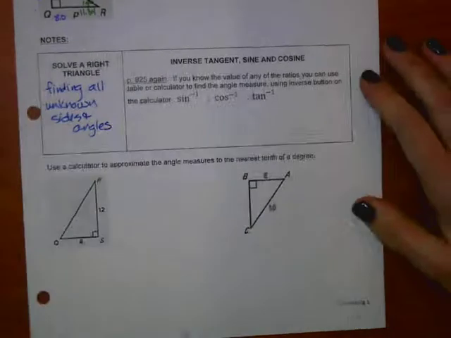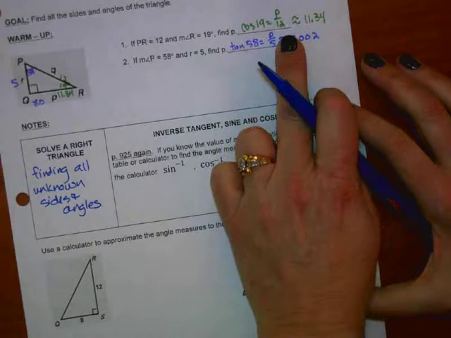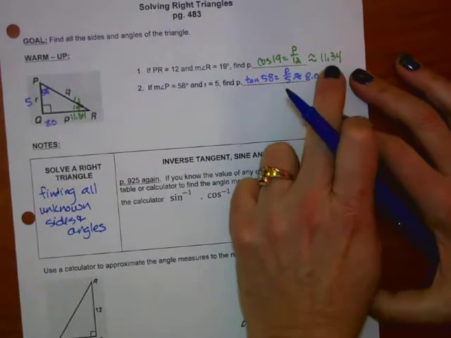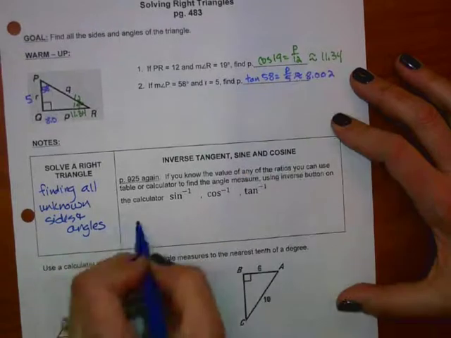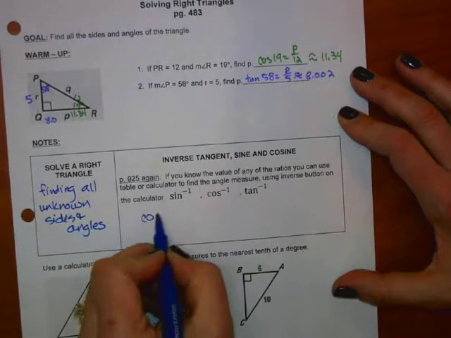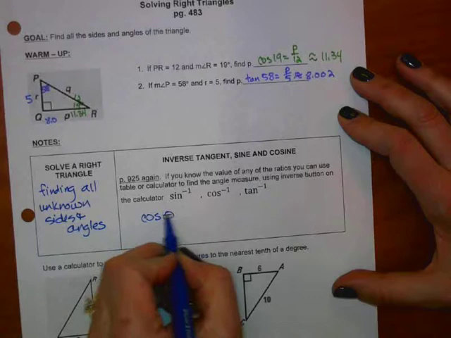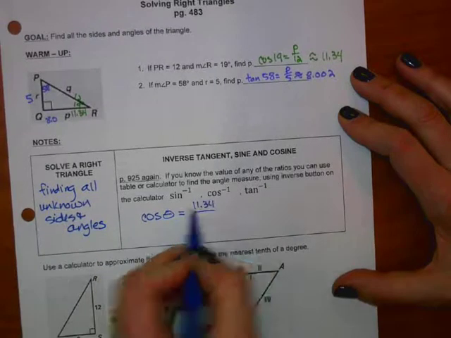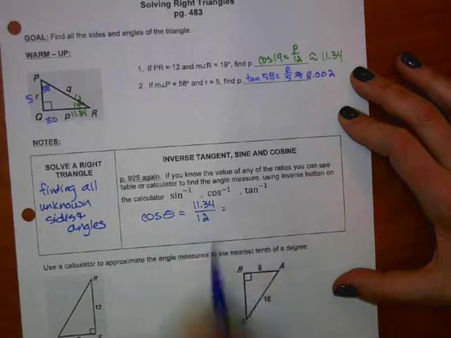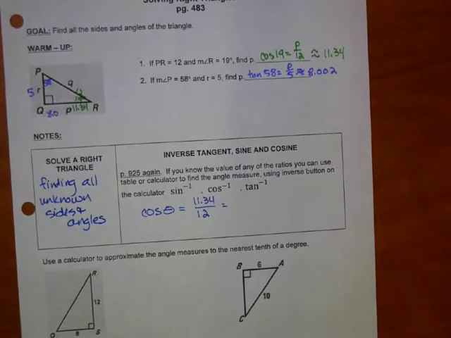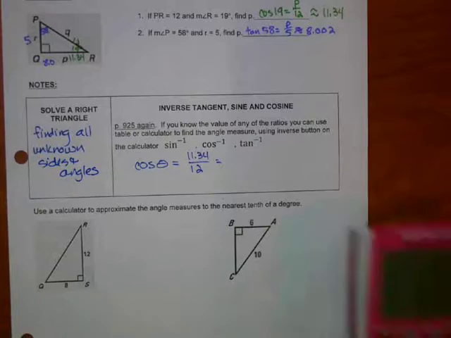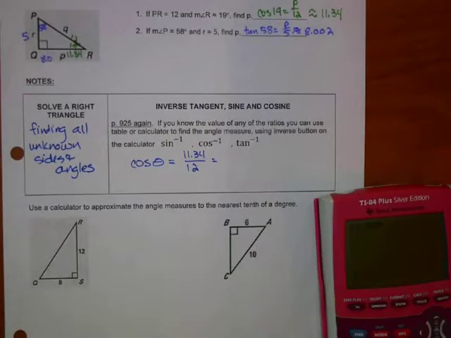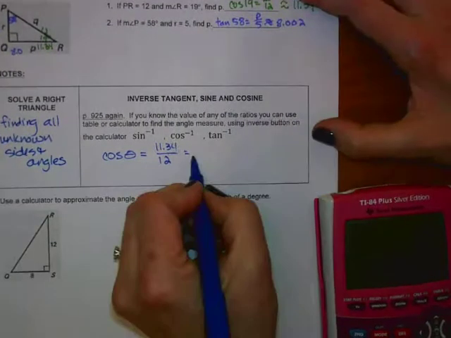Let's go look at number 1 up here. Number 1, we found out that P is 11.34, right? And we know that the bottom number is 12. So let's say I need to find the cosine of whatever angle that is going to be 11.34 divided by 12. What's 11.34 divided by 12? Do it on your calculator and find out. What is it? Okay, I'm just doing 11.34 divided by 12, and I get 0.9545.